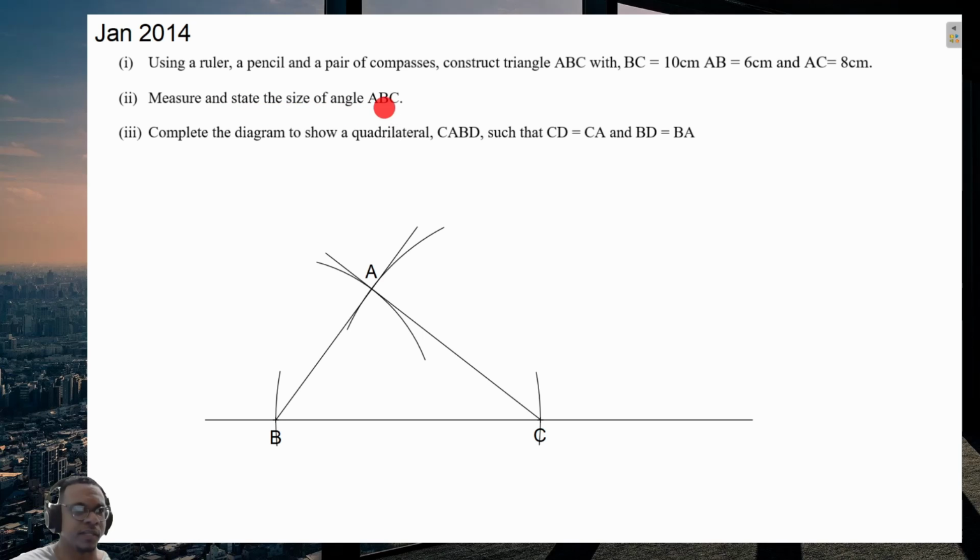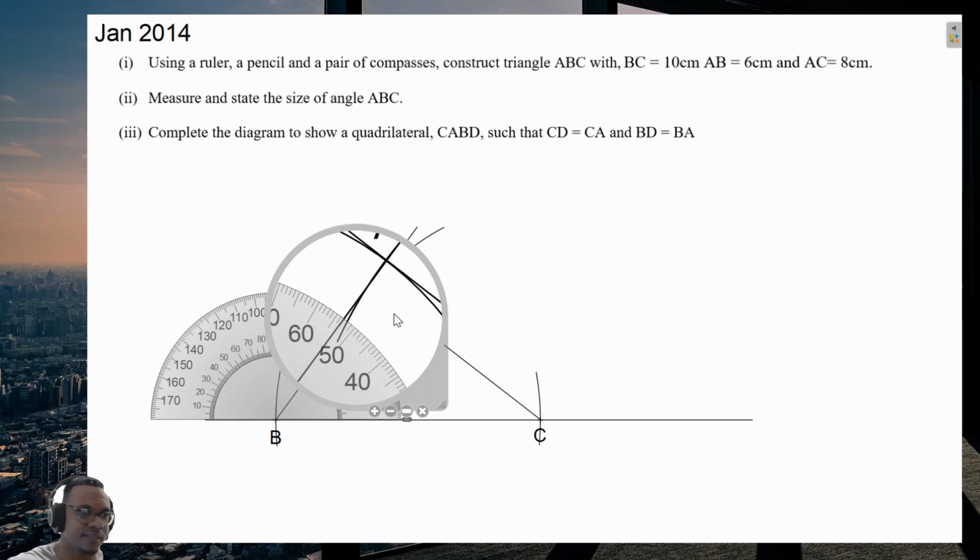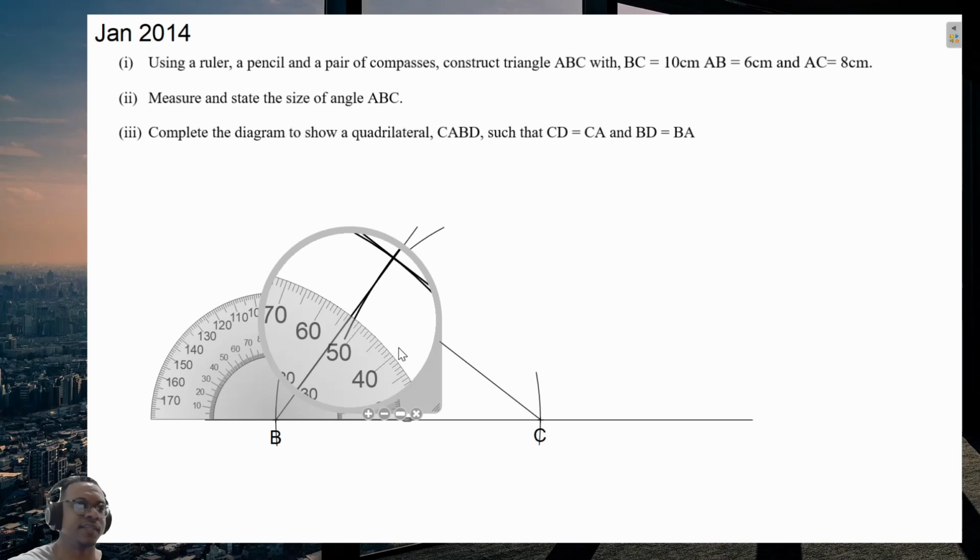Now they want us to measure and state the size of the angle ABC. So the letter in the middle is B, so that's where the vertex of the angle is going to be. So I place the center of the protractor at the endpoint B, and this line segment lines up with the 0 on the outside scale, so we'll be using the outside scale to measure the angle. So the angle ABC, you can see it's more than 50 degrees, but less than 55. So I'll just get a magnifying glass and look at this. So we can see the angle is 53 degrees. So the angle ABC is 53 degrees.